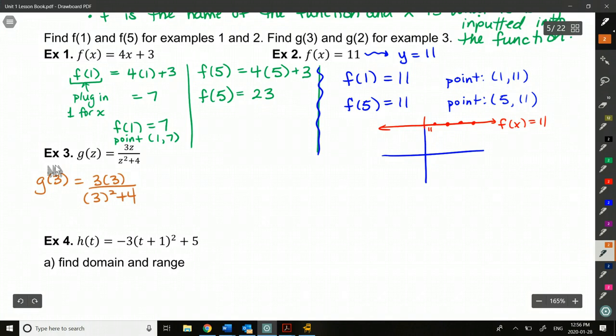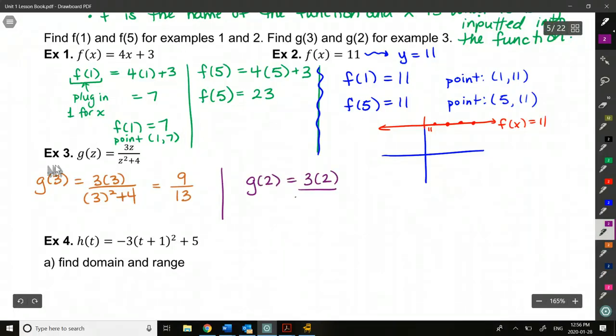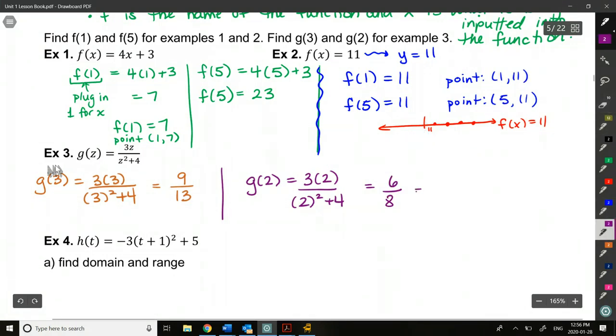And then we're just going to simplify. So 3 times 3 is 9, and then we'll have 9 plus 4 on the bottom, so 13. Okay, and then g at 2, subbing in 2 for your z's. We'll get 6 over 8, which we can reduce to 3 over 4.